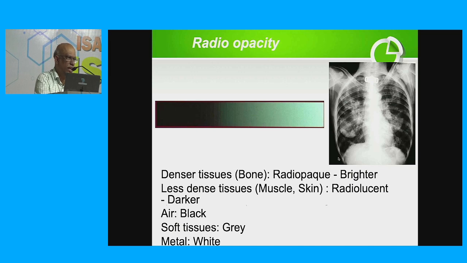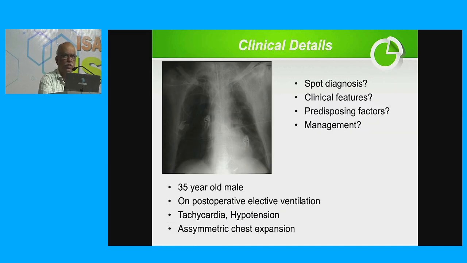Then regarding radio-opacity, the different tissues have different radio-opacities. The denser tissues like bone you can see here in the film, and the lungs are darker because of the air. And the metals, you can see a tracheostomy tube here, metallic, white, and soft tissues. So the different tissues have different radio-opacities, and you should know all these things before interpreting.